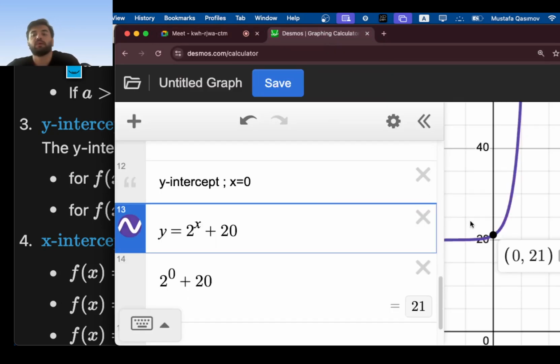Also, you can find this y-intercept from the graph. It's also possible.